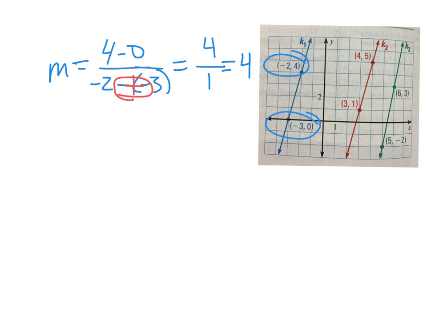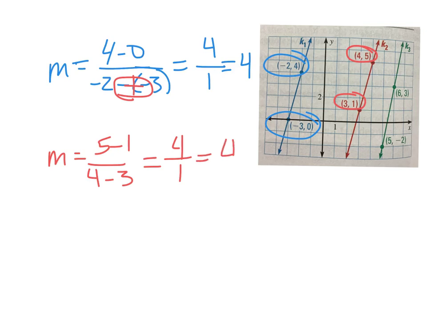All right, let's find the slope of the red line. So you have my 2 points. M equals 5 minus 1 over 4 minus 3. 5 minus 1 is 4. 4 minus 3 is what? 1. 4 over 1 is? All right, so already we know that line K1 and K2 are definitely parallel. So let's find out about K3.